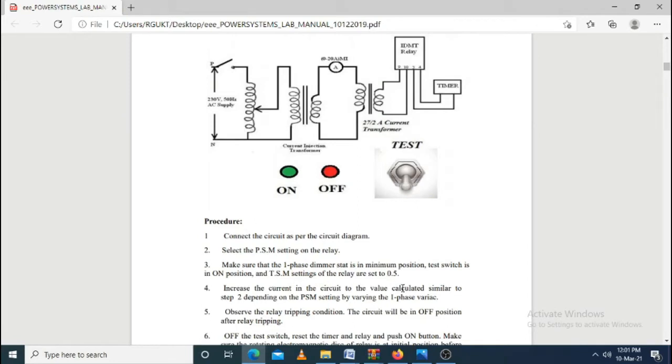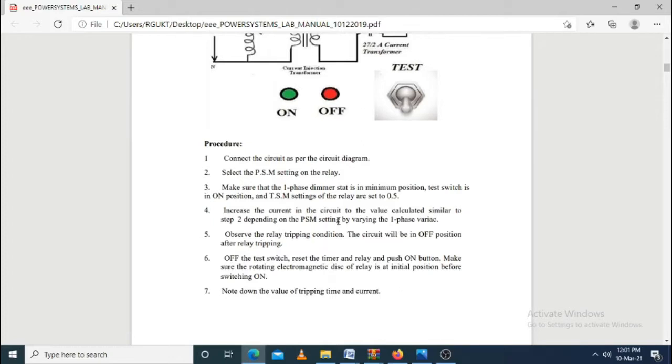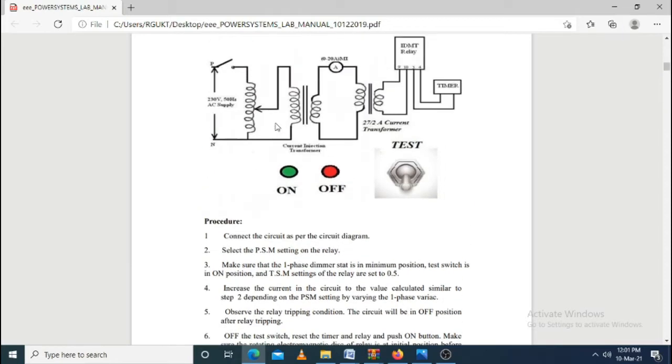We select the time setting multiplier and increase the current in the circuit to the value calculated, depending on the plug setting multiplier setting, by varying the single phase variac. So you can set the first plug setting multiplier and increase the auto transformer variac to get different current ratings, and note the corresponding time taken to operate. Generally the CT is 10 amps. Depending on the CT ratio and time setting multiplier, you can calculate the plug setting multiplier. Here the rating is 10 amps, so we apply 10 amps with the help of the auto transformer.